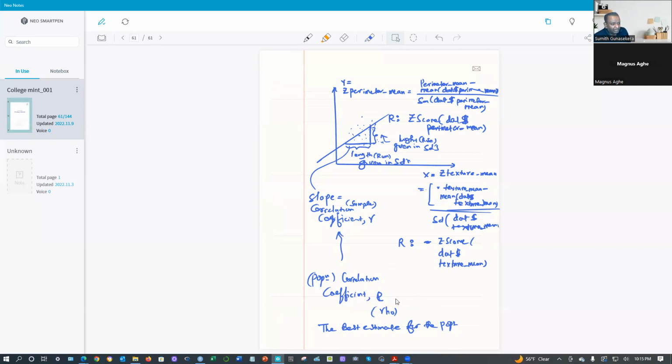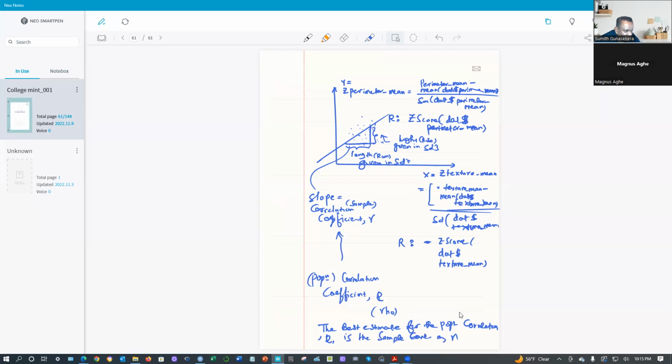Okay. Anyhow, at the primary stage we have to learn the basics and then expand. So this coefficient, we call the population correlation coefficient rho. So I can say the best estimate for the population correlation coefficient is the sample correlation, which is R. I'm sorry, this doesn't show clearly.